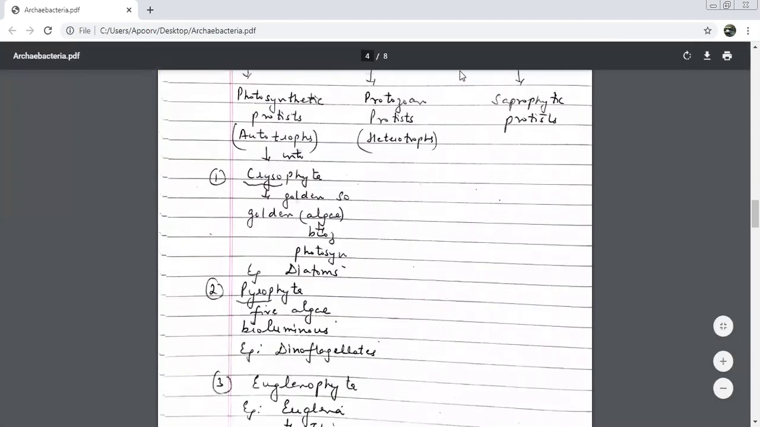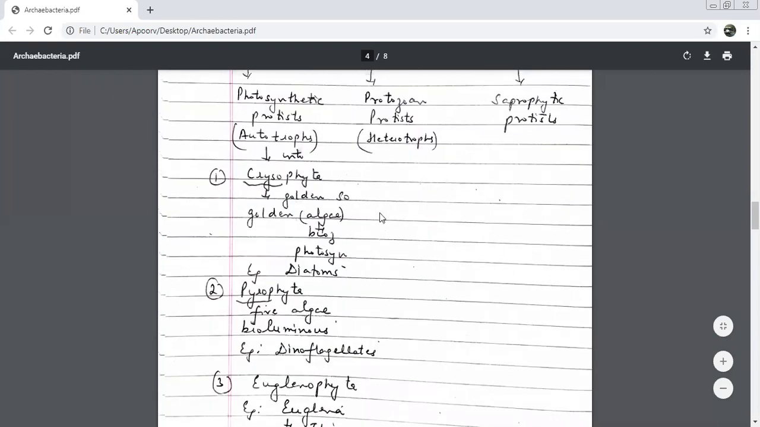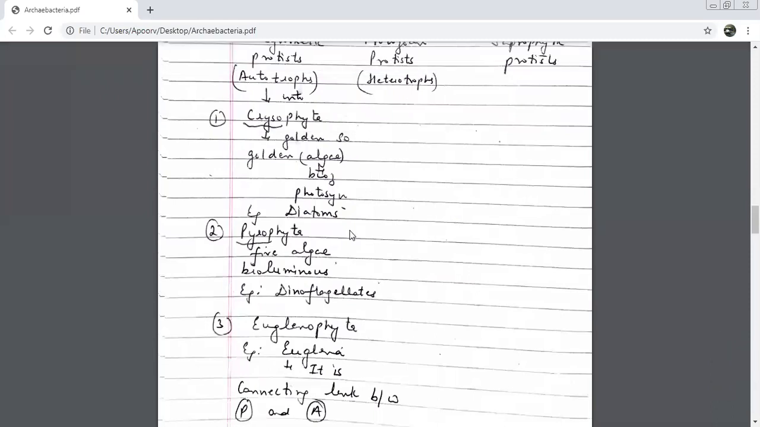See, beta, photosynthetic protists: all those protists which are autotrophs, we put them in this category. All the heterotrophs will be put in this category because they're animal-like, so we call them protozoan protists. And the last one, the mode of nutrition, you can understand only that they're saprophytic. Now we are further going to classify the first ones, that is photosynthetic protists. We have three categories: chrysophyta, pyrophyta, and euglenophyta.